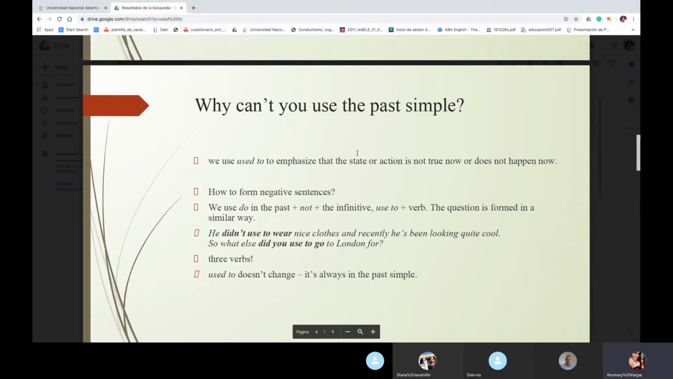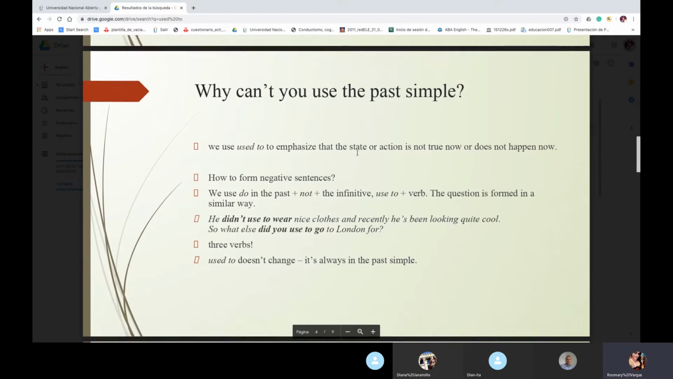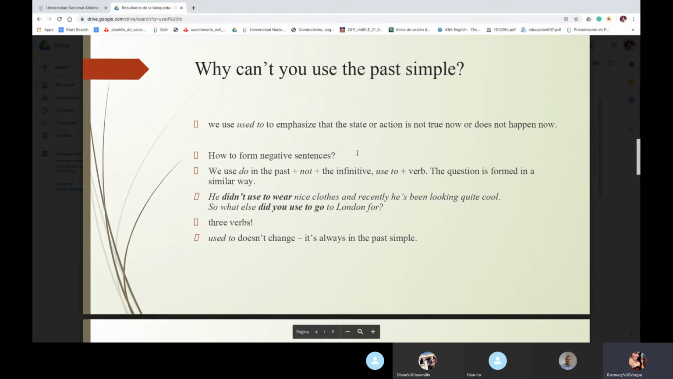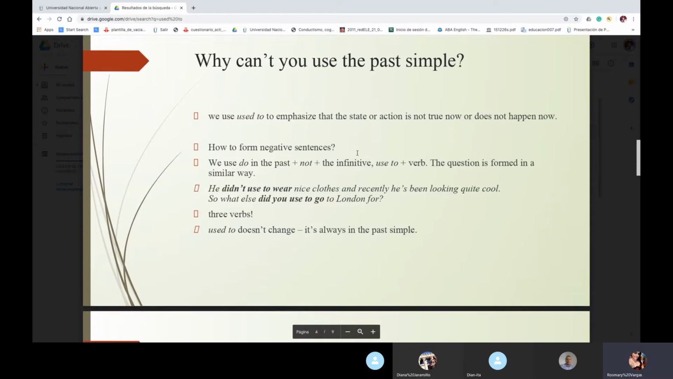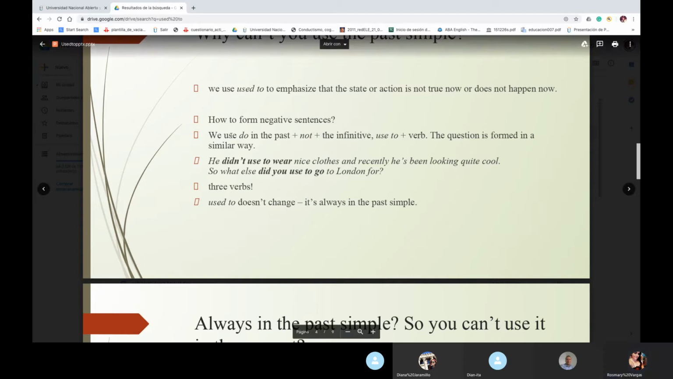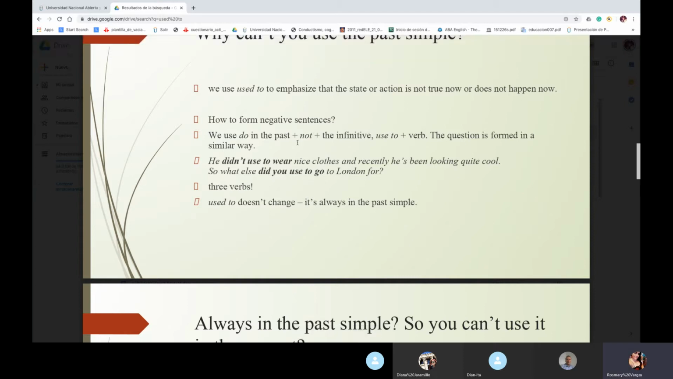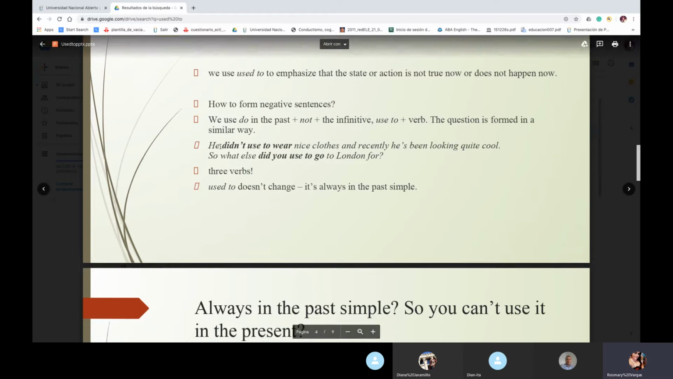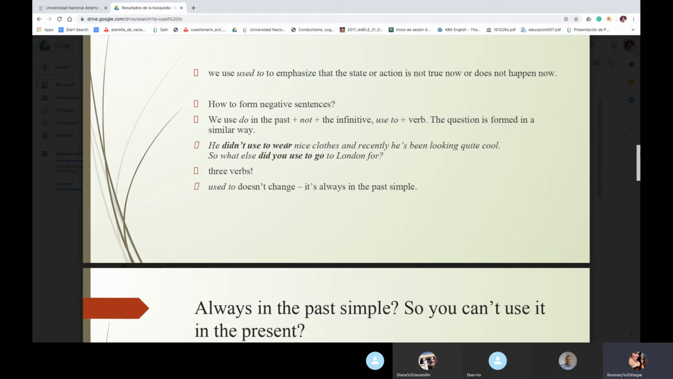So why can't you use the past simple? We use "used to" to emphasize that the state or the action is not true now or does not happen now. How can we form negative sentences? We use "did" in the past plus "not", then the infinitive: "use to" plus the verb. Questions are formed in a similar way. He didn't use to wear nice clothes, and recently he's been looking quite cool.